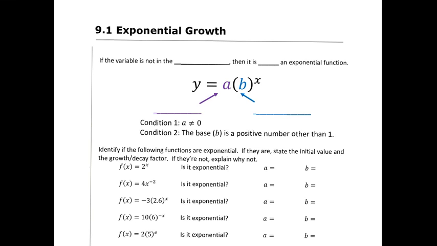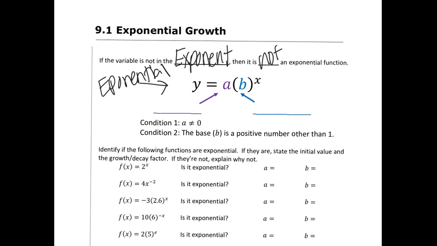If the variable is not in the exponent, then it is not an exponential function. So this is an exponential function. I'm going to change some things here. A is your y-intercept, or your initial value. I'm going to change B to R, and that's going to be called your ratio.